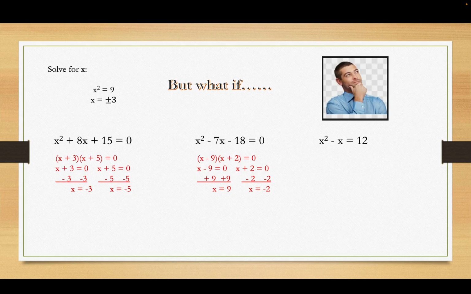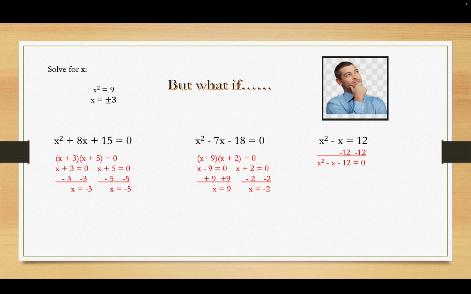Well, the problem with the third one is it doesn't say equals 0. And for our purposes, we want it to say equals 0 because we're solving by factoring. So my first step is to subtract 12 from both sides. That gives me x squared minus x minus 12 is 0. Now I can do what I know how to do. So we'll do a little stop and start here. Let's have you solve this quadratic.